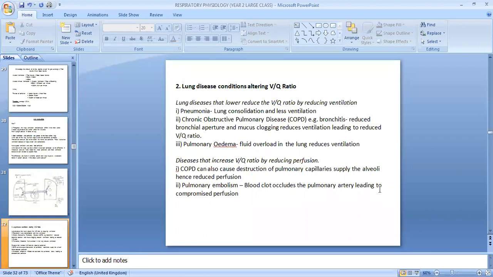Then we have pulmonary embolism. Emboli are blood clots occluding the pulmonary artery, leading to compromised perfusion. When perfusion, the Q, goes down in the equation, the VQ ratio starts going up because the denominator is decreasing. When you maintain the ventilation and perfusion is decreasing, what you have is an increased VQ ratio.